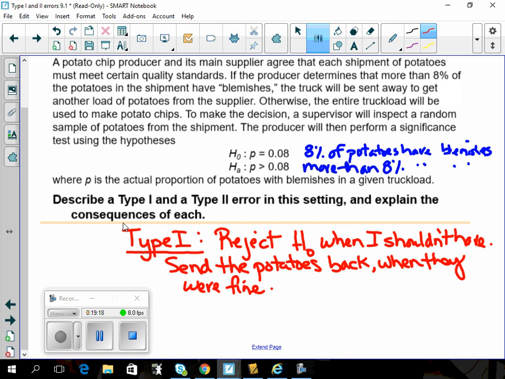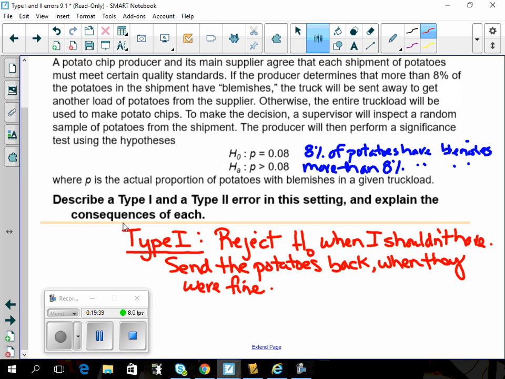Would you agree? Now, the consequence might look different from the supplier of the potatoes versus the manufacturer of the potatoes. Would you agree? From a supplier's standpoint, I'm getting potatoes sent back to me that were fine. You think I'm going to be happy about that? Of course not. So from their perspective, a type 1 error is pretty harmful.